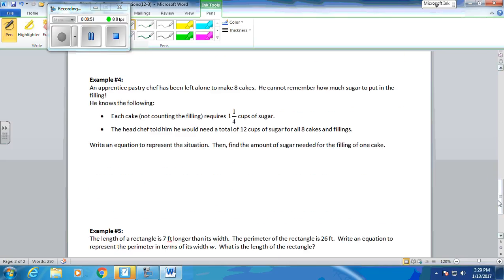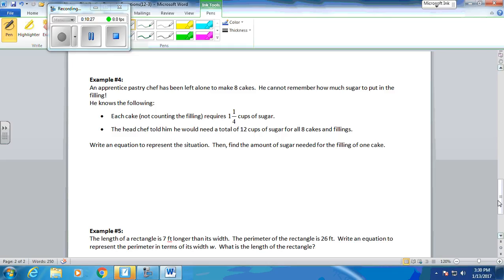Question number 4 states that an apprentice pastry chef has been left alone to make 8 cakes. He cannot remember how much sugar to put in the filling. Oh no! He knows the following: each cake, not counting the filling, requires 1 1/4 cups of sugar. The head chef told him he would need a total of 12 cups of sugar for all 8 cakes and fillings. So write an equation to represent the situation and then find the amount of sugar needed for the filling in 1 cake.